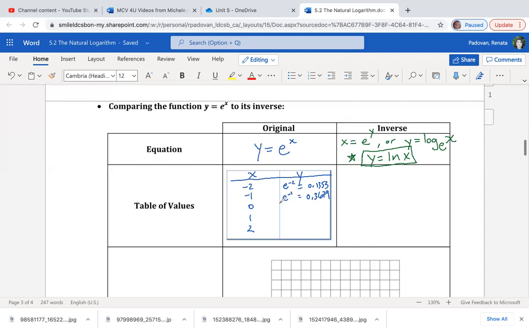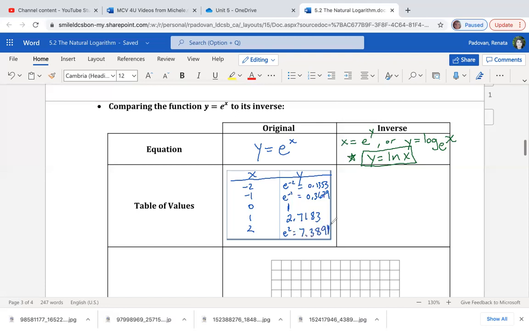e to the exponent of 0, well, anything to the exponent of 0 is 1. e to the exponent of 1, we already know what e is, about 2.72, but using 4 decimals it's 2.7183.